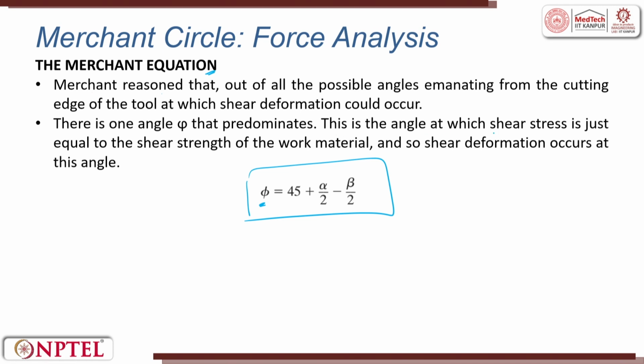This is the angle at which the shear stress is just equal to the shear strength of the material. And so, shear deformation occurs at this angle. So, shear angle is equal to 45 plus rake angle divided by 2 minus friction angle divided by 2. This is the Merchant circle equation. So, this is from orthogonal cutting.